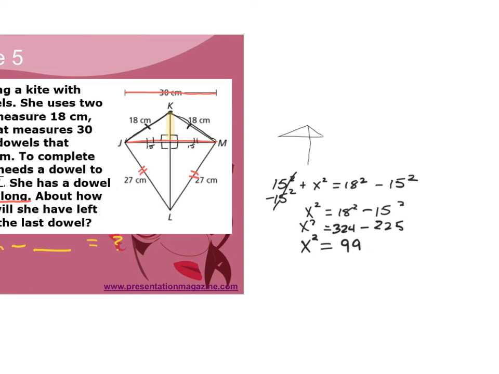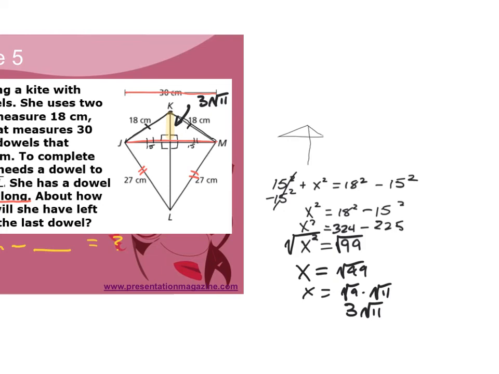Where are we going from here? Square it? Oh, square root it. Okay. x is equal to the square root of 99. And then you need to simplify. Isn't that radical 11? No, 3 squared times 11. So you would do the square root of 9 times the square root of 11, which is 3 times the square root of 11. Perfect. So this piece right here is 3 square root 11.